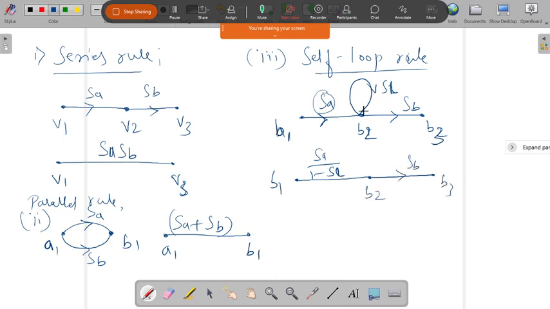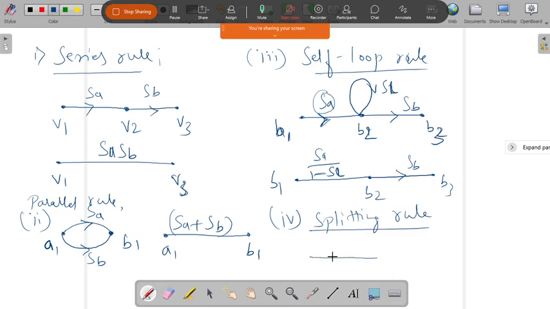So this is the self loop rule, and I can reduce like this. You have to look at which branch is running towards the loop, and for that branch you divide by 1 minus SL, which is the multiplying factor. That is how we reduce the loop. Okay, so this is the self loop rule, and one more is the splitting rule. So what is the splitting rule?